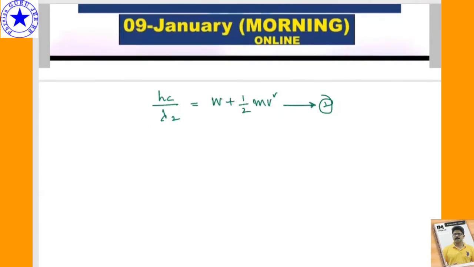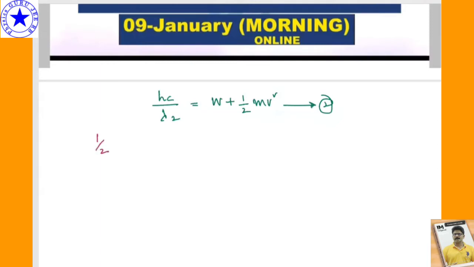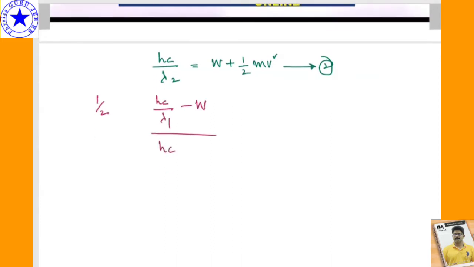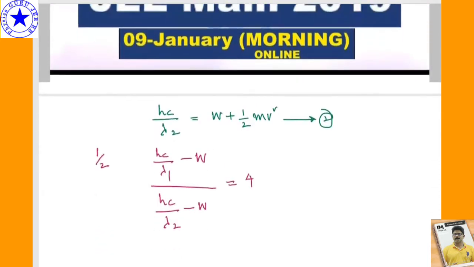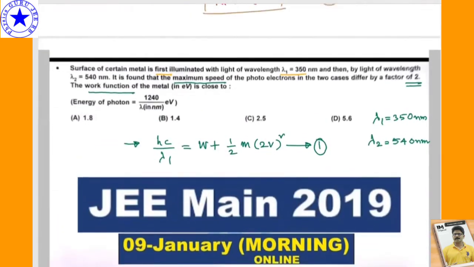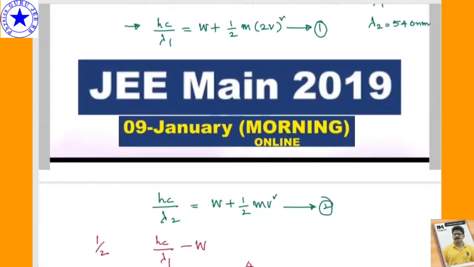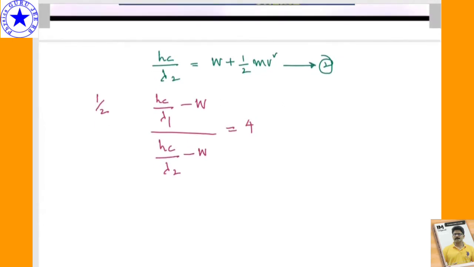So from equations 1 and 2, just divide both equations. What will I get, let me know. 1 divided by 2: hc by lambda 1 minus W divided by hc by lambda 2 minus W equals 4. Is it clear? You can see, half m into 2v square by half mv square, so when you divide, we get 4, right? That's what it says, differ by a factor of 2. That means I take it as v and 2v. Okay. Now cross multiplication. This is 4 by 1.